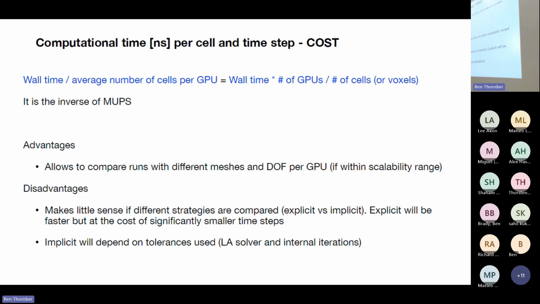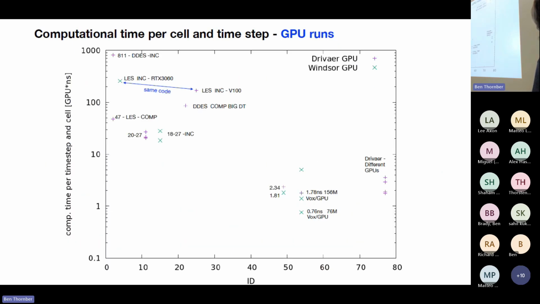The advantages of this approach: it allows comparing meshes with different degrees of freedom, so very big meshes and very small meshes should be more or less comparable. If you are within your scaling range, it also allows comparing meshes of very different sizes, and the values should remain more or less constant. Disadvantage: it makes little sense if you are comparing very different strategies. If you go from an explicit code to an implicit code, or from finite difference to an unstructured grid, it's not comparable. In the implicit case, it also depends on the tolerances that you use and the number of iterations. So it's not perfect, but it's one way of looking at the results.